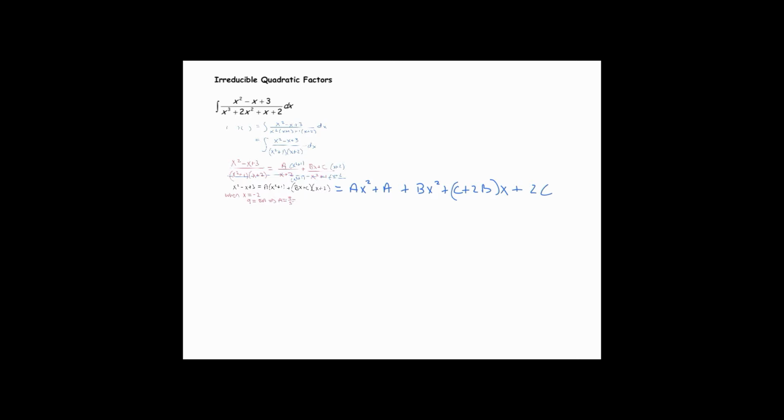So now what we want to do is group the quadratic terms. So when we do that, we get a plus b x squared. We want to group the linear terms, which are already grouped, c plus 2b x, and then a plus 2c will give me my constant term. So now I can match these up. So a plus b has to be 1, c plus 2b has to be negative 1, and 3 has to be a plus 2c.